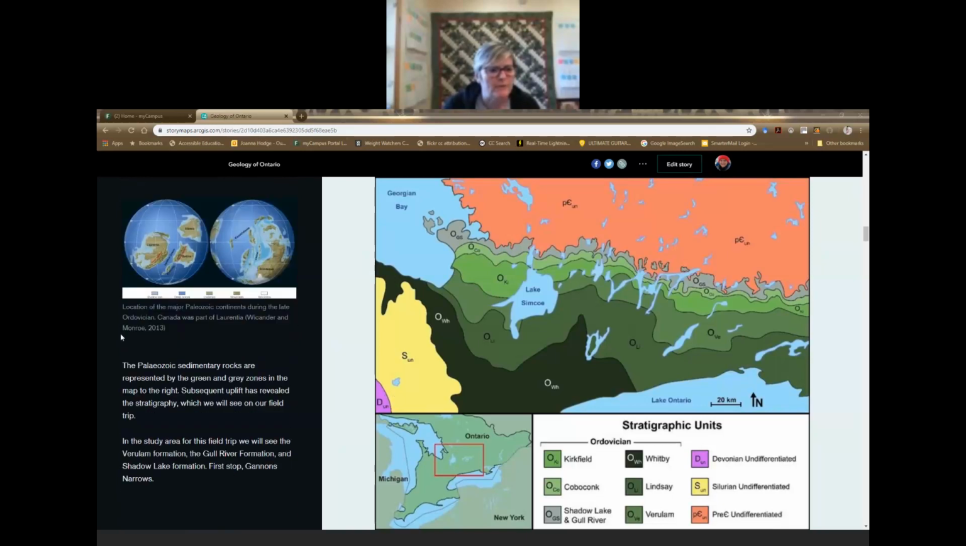So this little map on the left here shows the location of the Paleozoic continents during the Ordovician. Canada was part of Laurentia here. So you can see that we were actually located in the southern hemisphere at the time. There was the Iapetus Ocean here, which was warm and shallow. And this continent over here, Baltica, formed sort of the other side of the ocean.